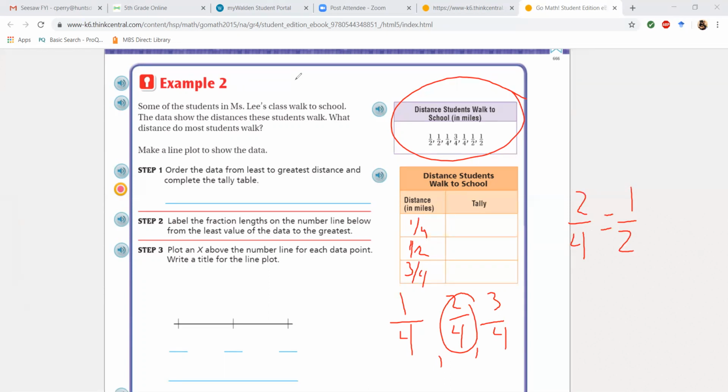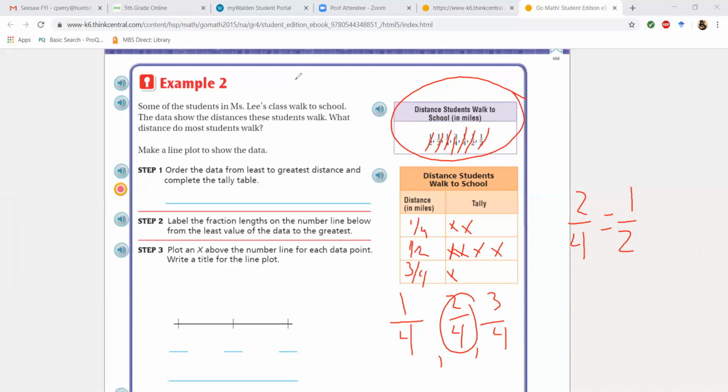All right, so let's throw some tallies in there. Anytime I see a 1/4, I'm going to throw a tally. 1/2, throw a tally. Put an X there. Cross it out. Another 1/2, X. Cross it out. Next one's 1/4, X. Cross it out. 3/4, X. Cross it out. 1/4, put an X. Cross it out. 1/2, cross it out, and then 1/2, cross it out.